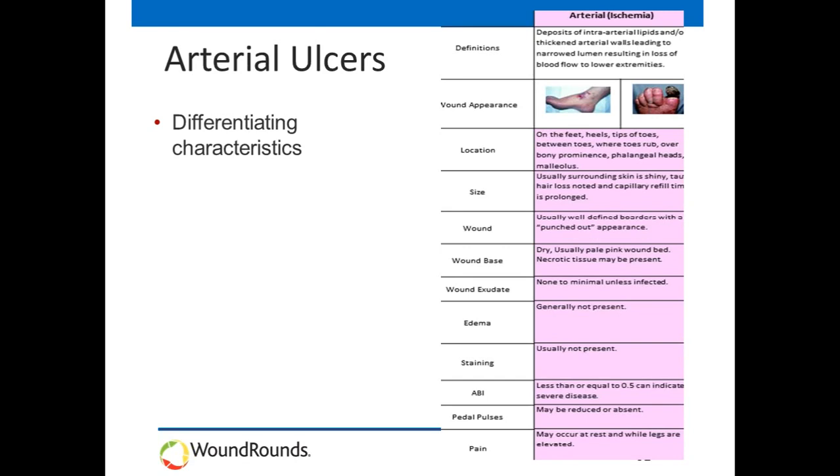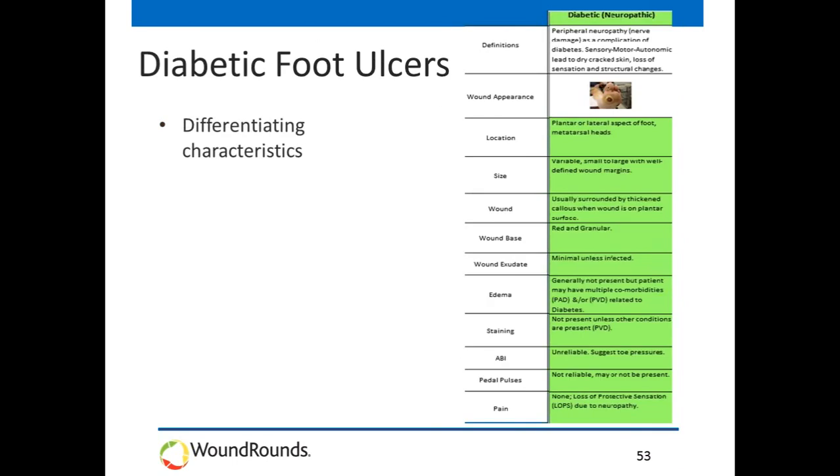That's arterial ulcers. We're going to talk about our feet, our heels, the tips of the toes, between the toes where the toes rub, sites of trauma, around the lateral malleolus, and they're small, punched out in appearance, kind of a dry, pale pink, maybe a necrotic wound bed, minimal draining, and painful.